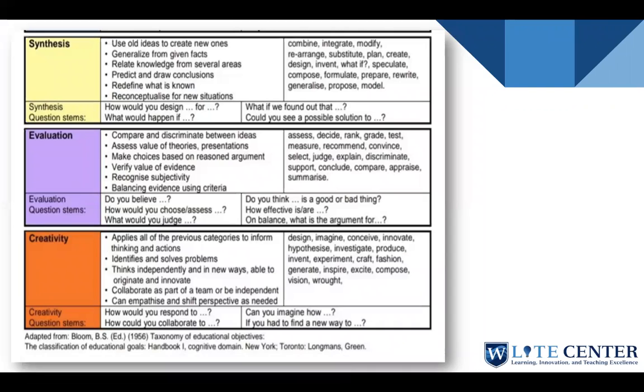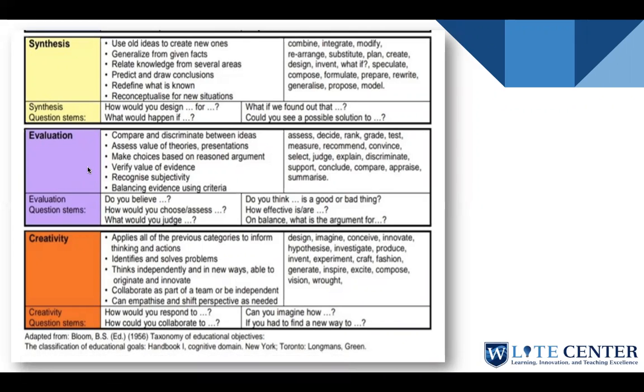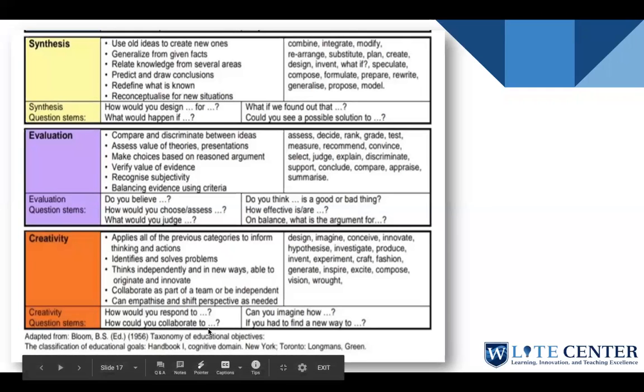And with the other three here, we have synthesis, evaluation, and creativity. And again, you can see as these different levels of Bloom's taxonomy are addressed, you can see the corresponding question stems that come, and how these questions are all a little different. And so this might be something that you look at.